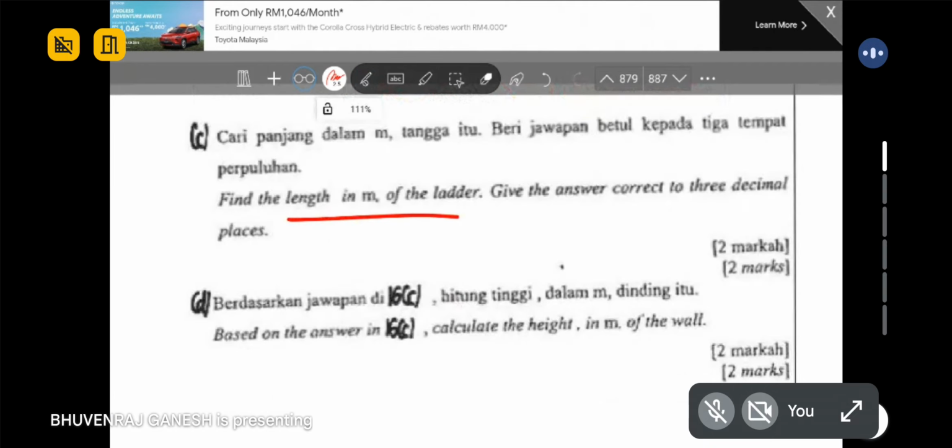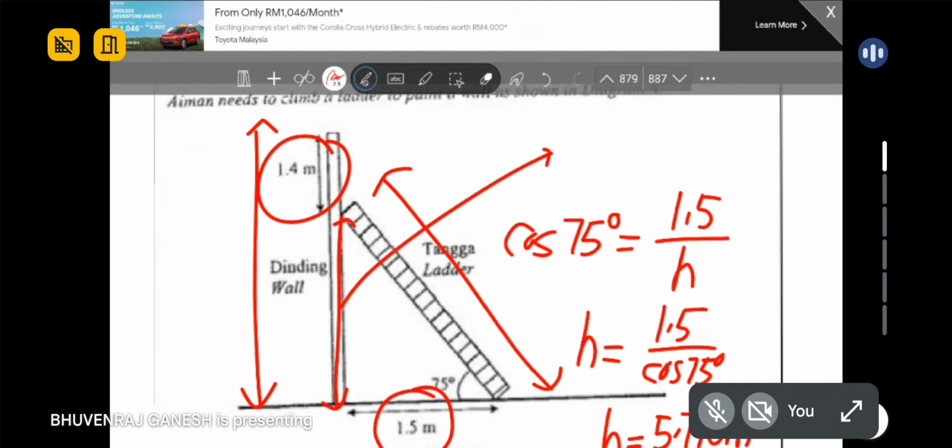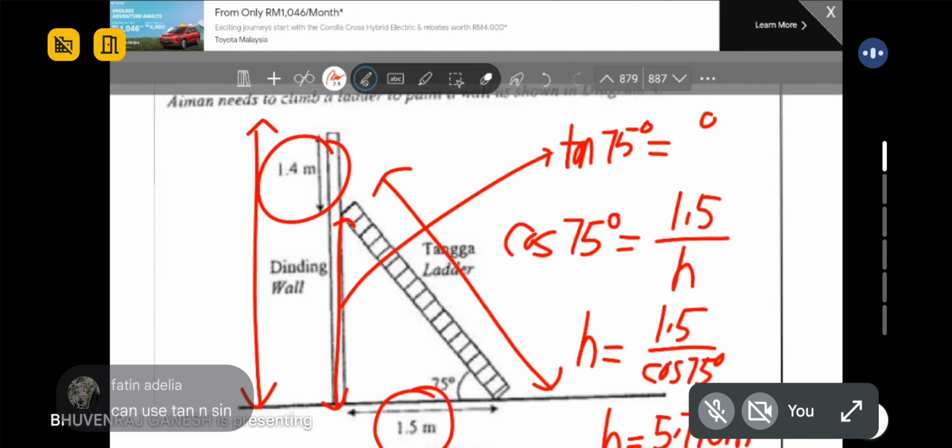Okay, all right. And then next one, they ask you to calculate the height of the wall, tinggi dinding. Okay, so tinggi dinding yang ni lah guys, total. So must plus 1.4. So you need to know this one. So for this one, you guys use sine, cos, or tangent? May I know? Mana yang kamu guna? Very straightforward. Anyone? Sin, cos, or tan? Okay. Yeah, you can use tangent also. No problem. So tangent 75 equals opposite, bertentangan, bahagi, bersebelahan.